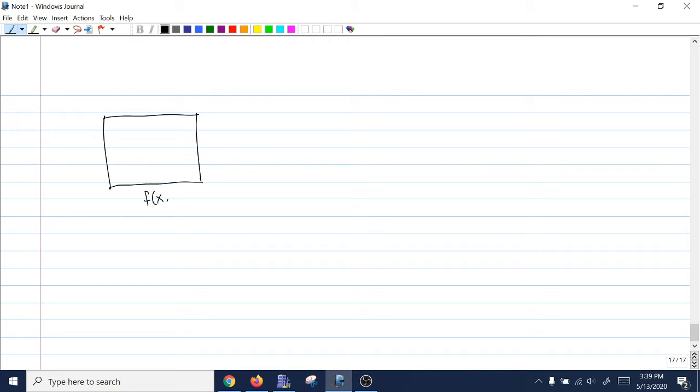If the width of a rectangle is this, and the height of a rectangle is this, and they are both changing over time, the thing I want to think about is if the width of the rectangle changes a little bit, so I get a new slightly larger width, and the height of the rectangle changes a little bit, I get a new slightly larger height, how much has the total area of the rectangle changed? I'm using a rectangle because it gives me a reason to multiply two functions.